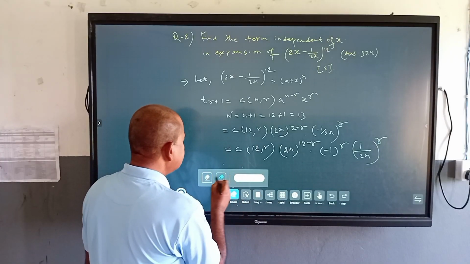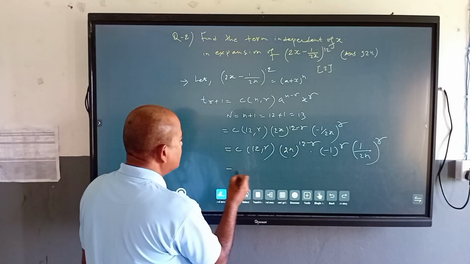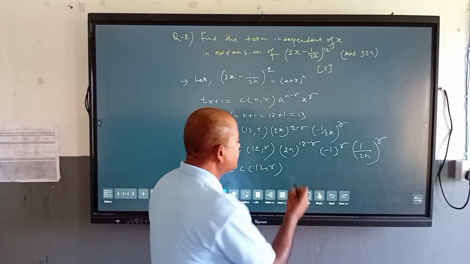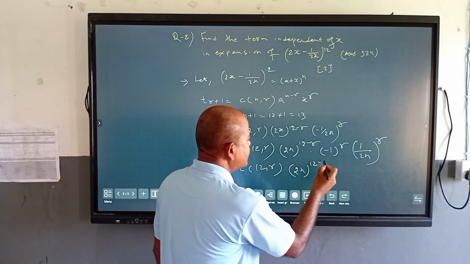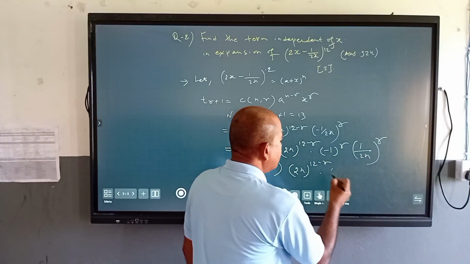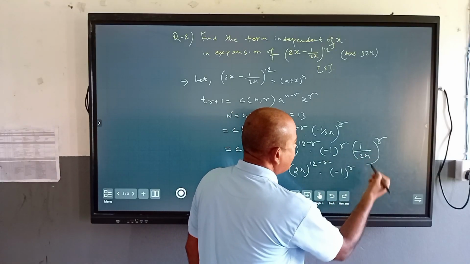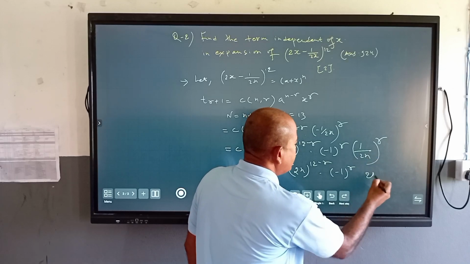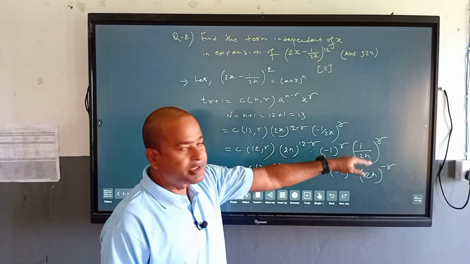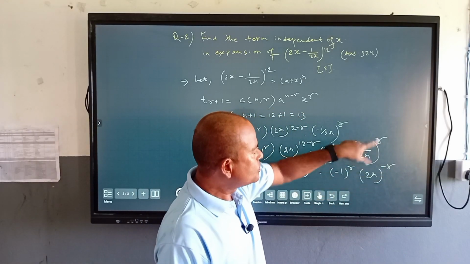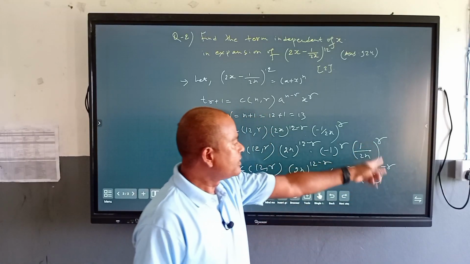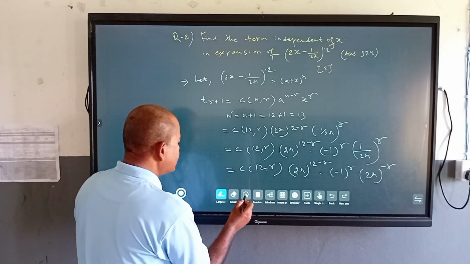So dear students, C(12, r) we have to keep as it is because we don't know the value of r. Then (2x)^(12−r), and (−1)^r keeping as it is, and this is 1/(2x), so (2x), when we take the reciprocal, the power will be negative. So 1/(2x) we can write as (2x)^(−r). While taking reciprocal of any term, the sign of power will change, so r we can write as −r.